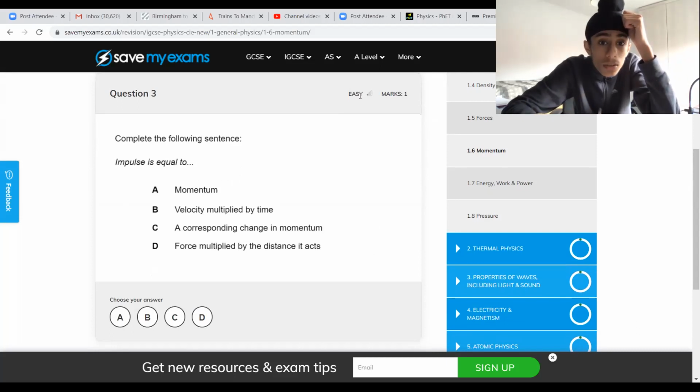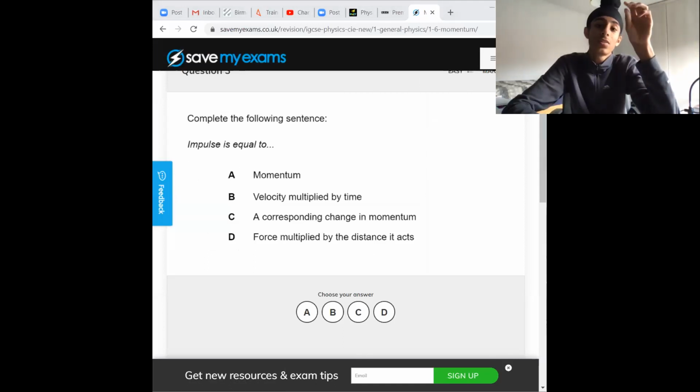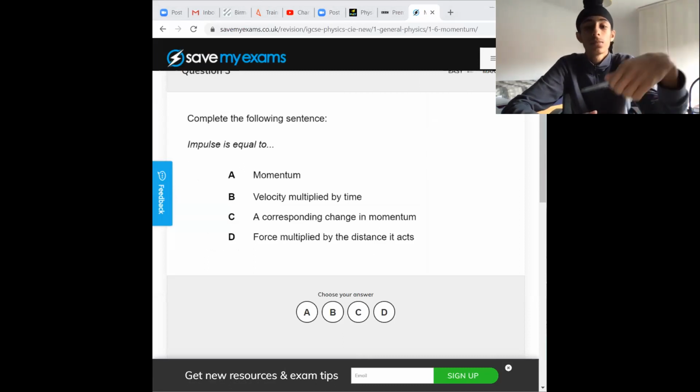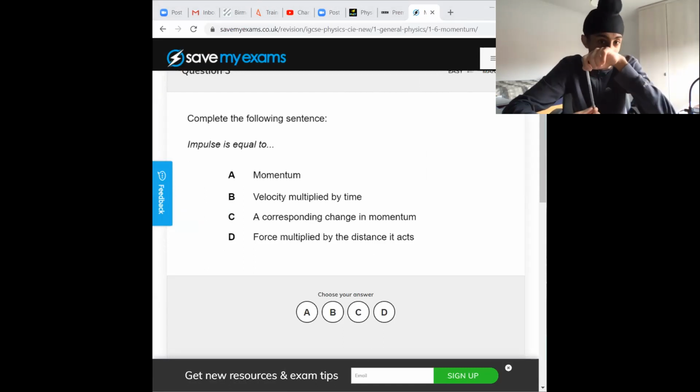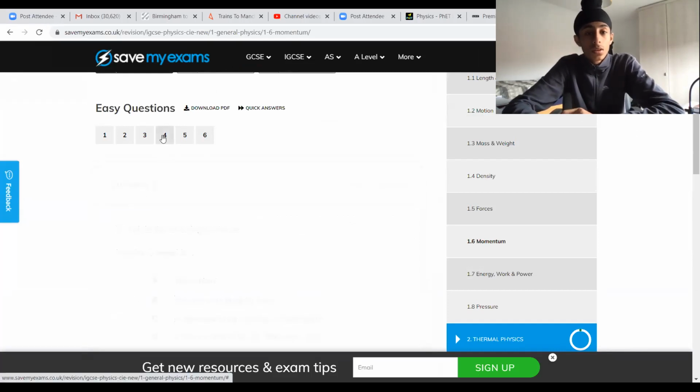Okay. So impulse is equal to... Is it B, even though it's a change in velocity? No, it's not B. It's divided by time. Is it C? Correct. Well done. Good. It is C. Excellent. And move on to that one now.